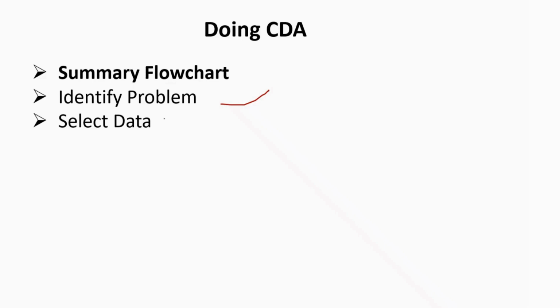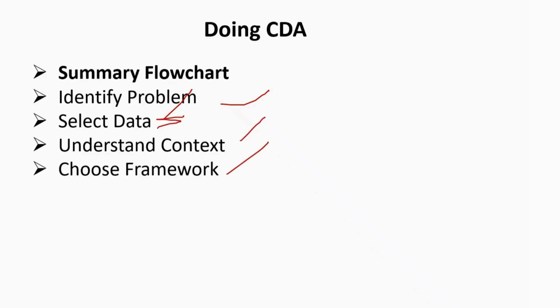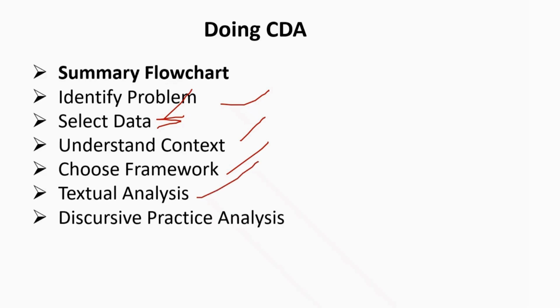If I could sum up the steps we have discussed in this lecture, the first one is to identify the problem. The second point is selecting the data or collecting the data corpus, then understanding the context of the data, choosing a framework, and analyzing the text, or applying the framework to the data.